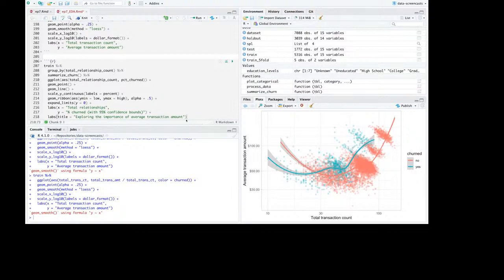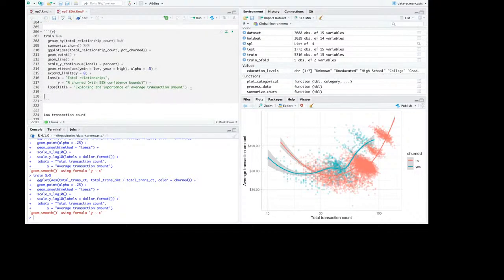It's so weird. I can explore this a different way and say group by relation, by total transaction count, cut total transaction count: 0 to 30, 50 to 100, to infinity.